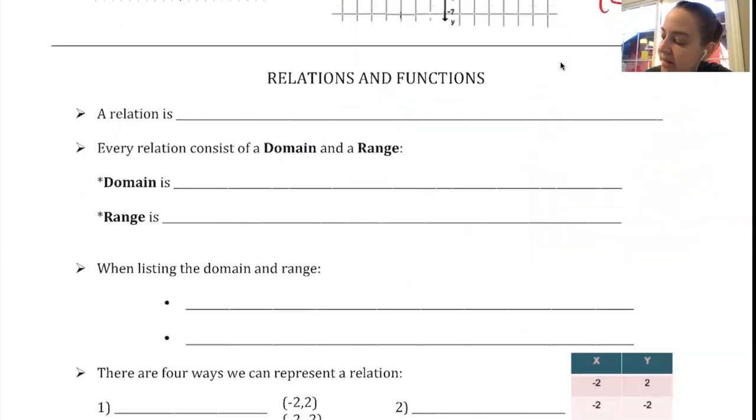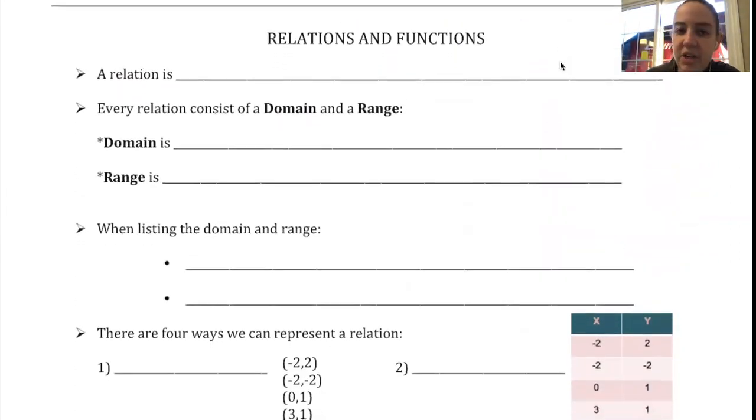So relations and functions. A relation is an ordered pair. Or a set of ordered pairs. Let's do it this way, a set of ordered pairs. There you go. Sorry, I changed my mind. Every relation consists of a domain and a range.